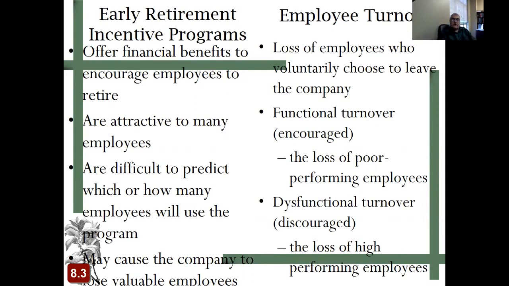Companies use early retirement incentive programs to reduce the number of employees in the organization, to lower costs by eliminating positions after employees retire. The biggest problem with early retirement incentive programs is accurately predicting who and how many will accept early retirement. The company will likely lose good as well as poor performers, and sometimes more total workers than they expect.